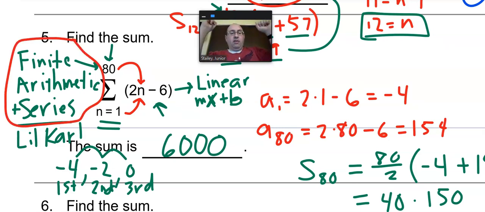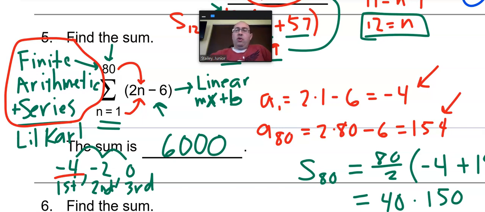Well, Carl, thank you very much. So, we need the first term. We already know there are 80 terms. But we need to find the first term. We already have that, right? -4. We figured that out over here. And the 80th term, right? You just plug in an 80.